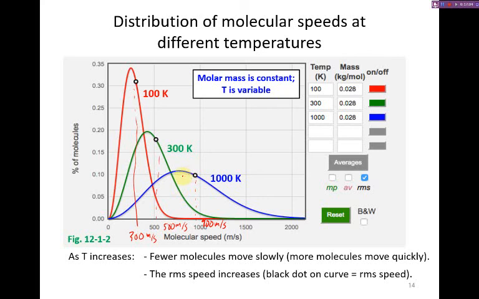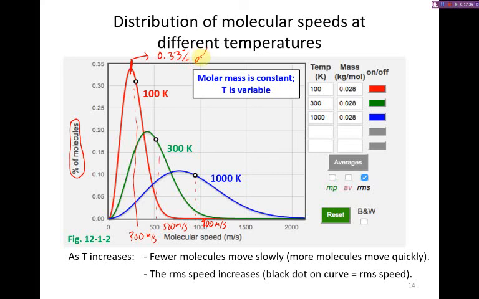What we also notice is that the overall shape of the Boltzmann distribution is modified slightly. So we end up with a flatter curve at higher speeds. We're getting more molecules that are moving more quickly. Again, the y-axis of all of these graphs is looking at the proportion or the percentage of molecules that are at a given speed.